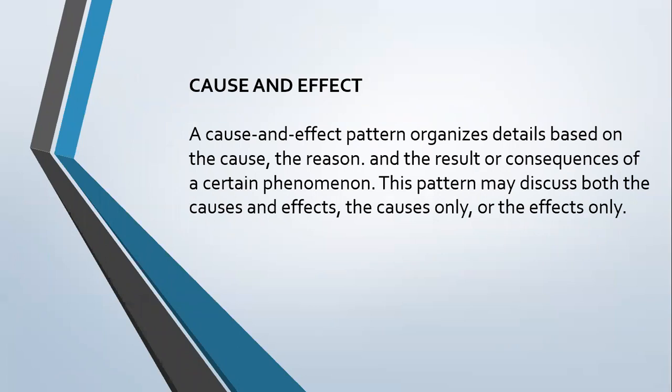Next is cause and effect. A cause and effect pattern organizes details based on the cause, the reason, and the result or consequences of a certain phenomenon. This pattern may discuss both the causes and effects, the causes only or the effects only. Say cause and effect, it refers to the reasons why an event happened. So meaning that there's the cause or the reason, or the start of a phenomenon, then the effects or the result of those causes or reasons.